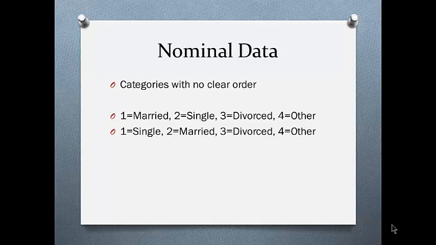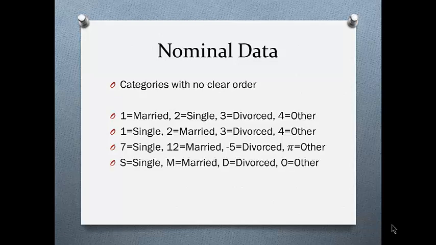In fact, those numbers don't mean much. We could have said 7 single, 12 married, -5 divorced, pi other. The numbers really don't mean anything in this nominal data. Because there's no order, there's no significance to that. We could have even used letters. S for single, M for married, D for divorced, O for other. No order. That's nominal data.